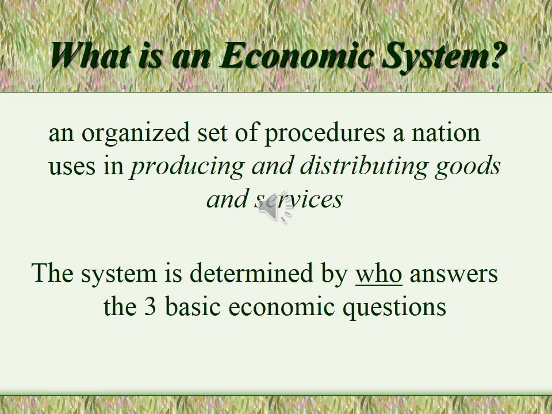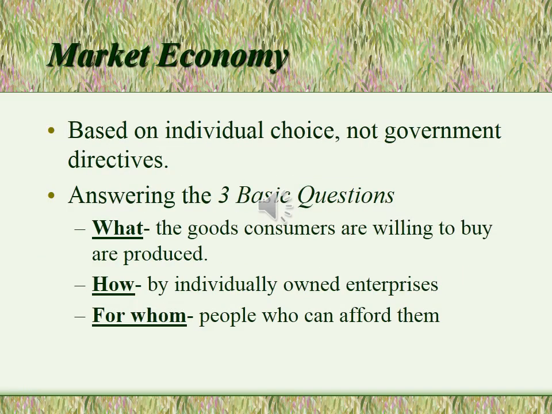What is an economic system? An economic system is an organized set of procedures a nation uses in producing and distributing goods and services. The system is determined by who answers the three basic economic questions. So, market economy is based on individual choice, not government directives. It means that the individual has to choose what to do, and the government does not have to interfere.